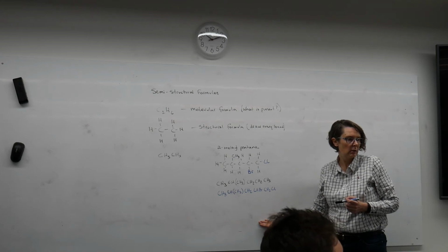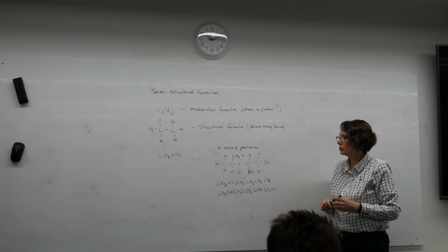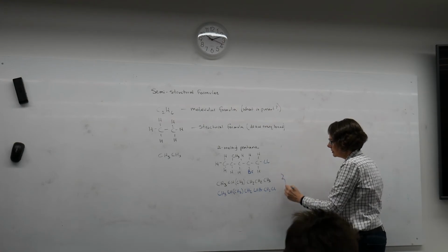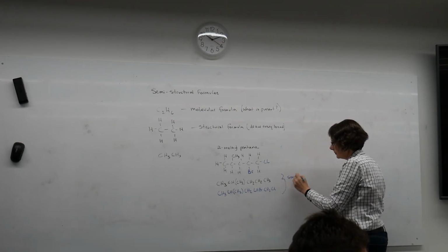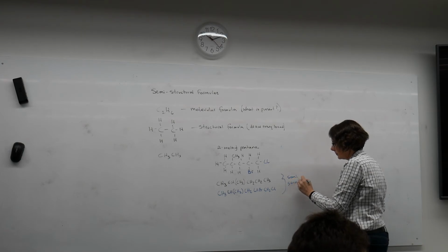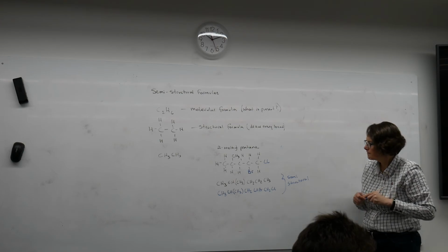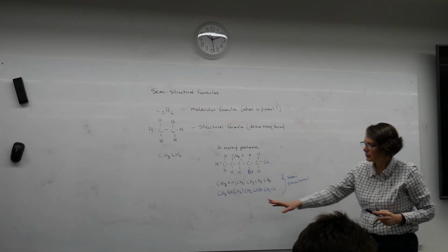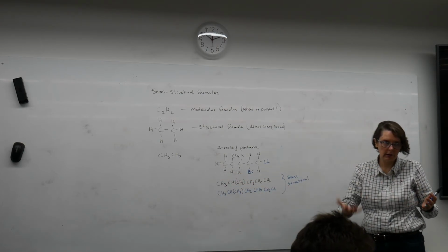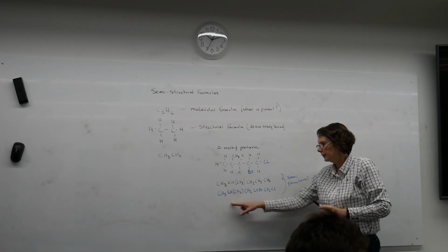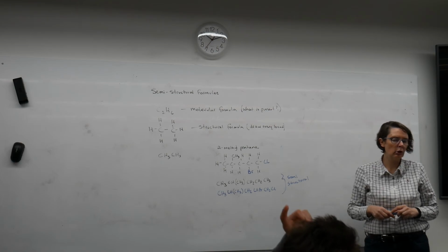So that is semi-structural. This formula is semi-structural. These two here are semi-structural. Okay, where we're just looking at the carbon and everything that's bonded to the carbon comes after it, listed in a line like this. This is for our molecule.